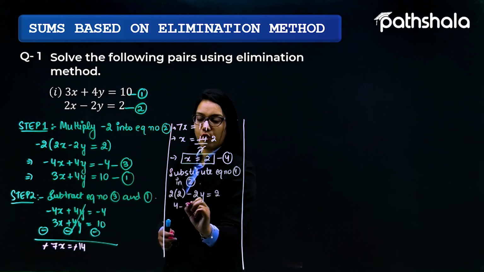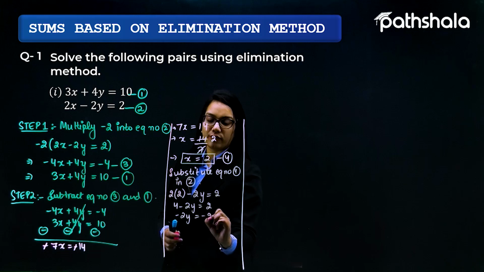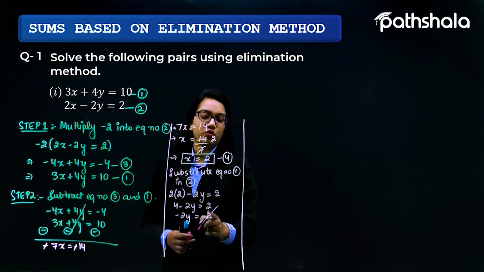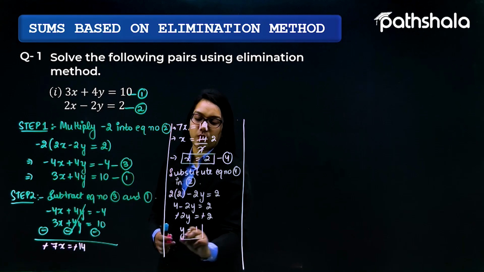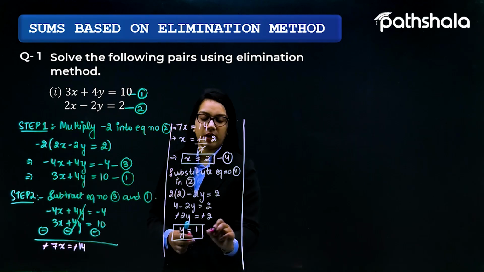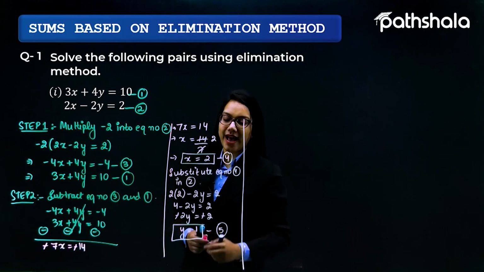So this is 4 minus 2y is equal to 2. Further we have minus 2y is equal to minus 2, because minus 4 plus 2 is minus 2. Minus and minus get cancelled with each other. y is 2 by 2, which is 1. So at the end, what we are getting is the value of x as 2 and y as 1.